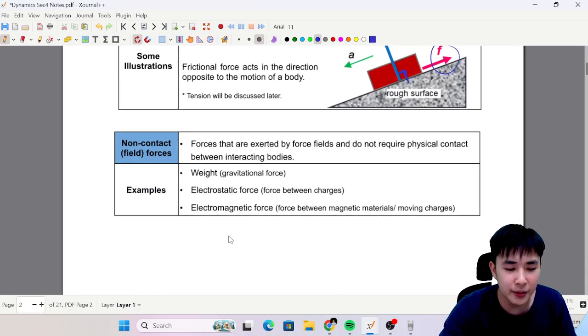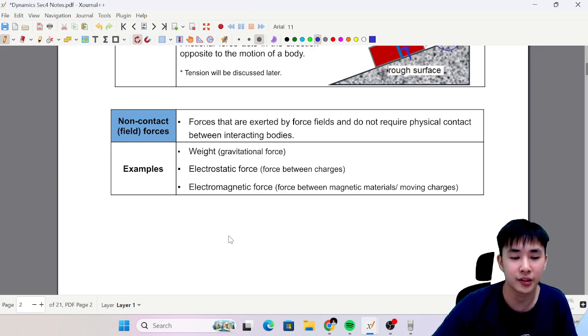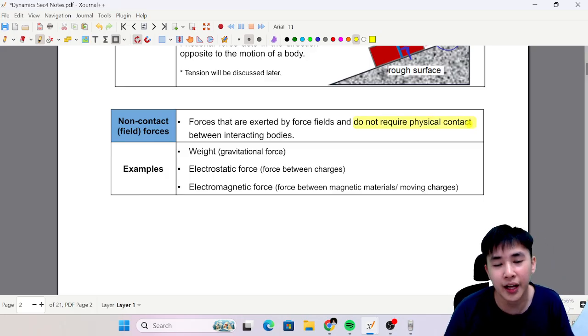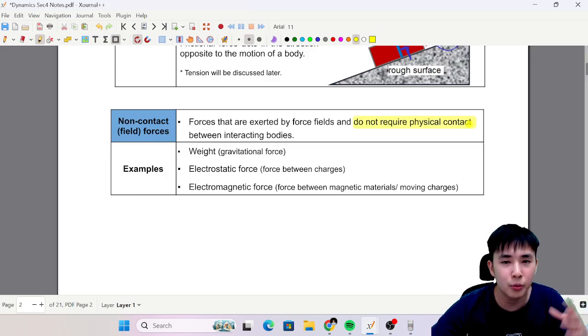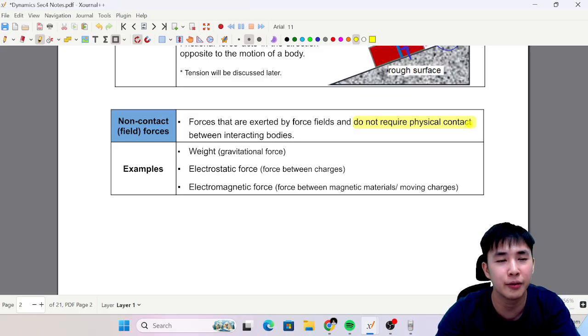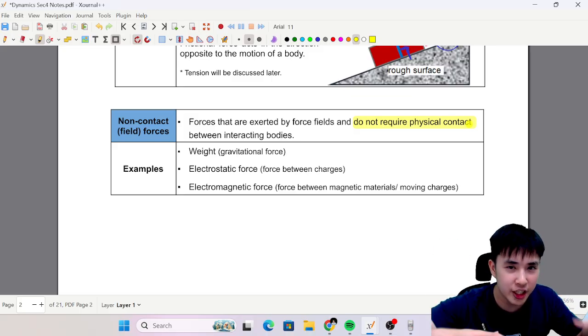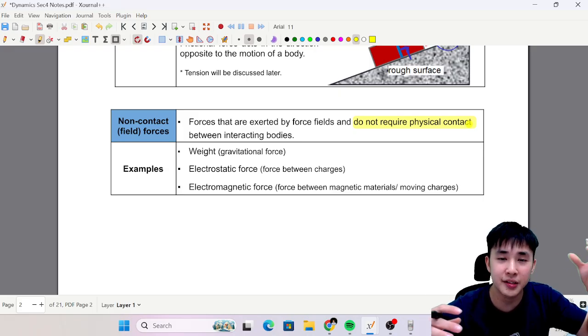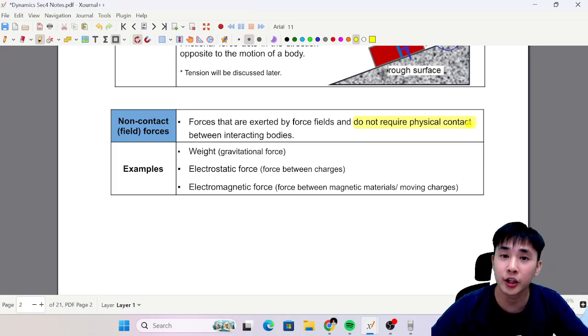Now, on the flip side, you also have non-contact forces. Like I mentioned, they do not require any physical contact. Instead, the moment you're inside some field, which is a region of space where if you put an object in, it will experience some force, this is what we call a non-contact force.